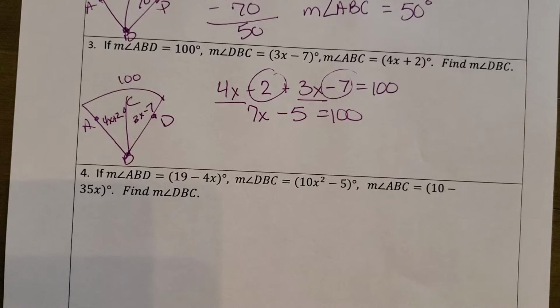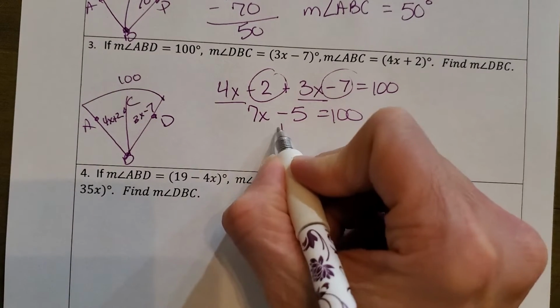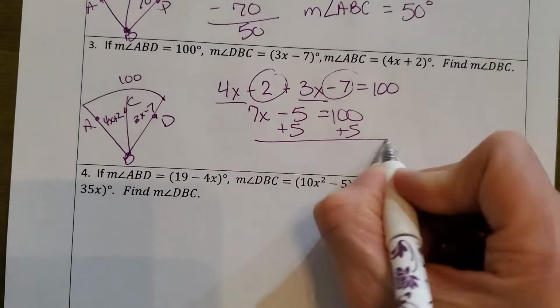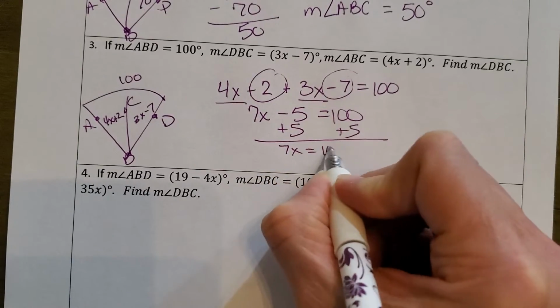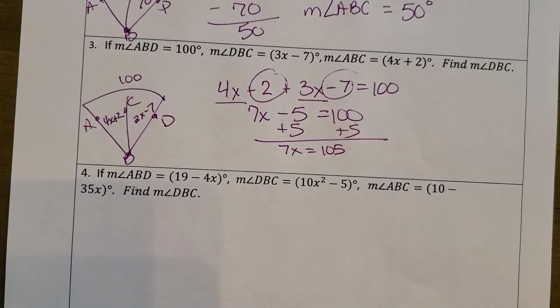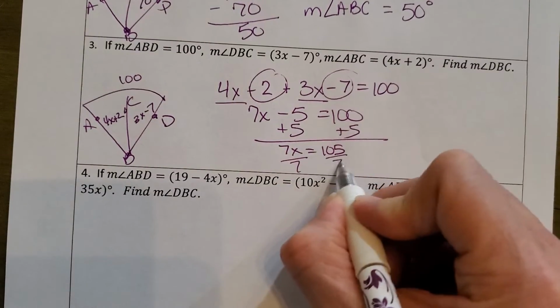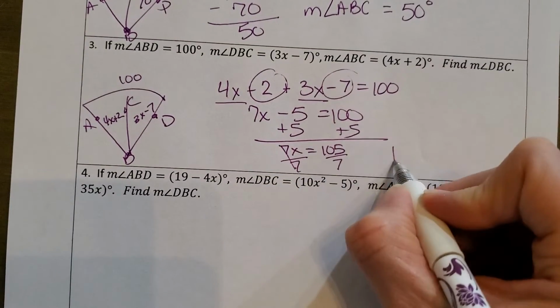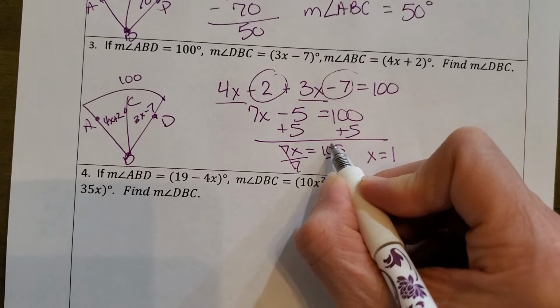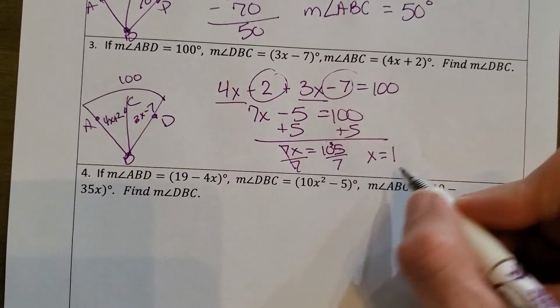Remember, when you're solving a linear equation, you want to get the x's all alone on one side, so that means I need to move this 5. So I'm going to move the 5 to the other side. So I get 7x equals 105. And now to get x alone, I'm going to divide both sides by 7. 7 goes into 10 one time with 3 left over, and it goes into 35 5 times.